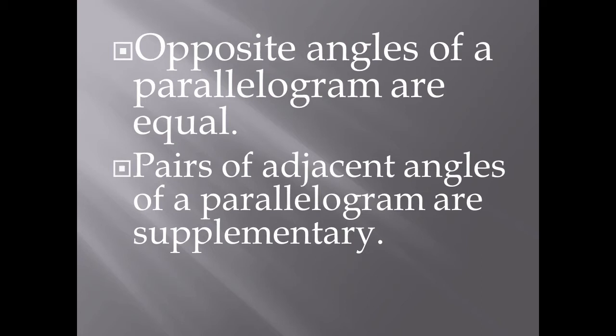Pairs of adjacent angles of a parallelogram are supplementary. What are adjacent angles? Angles at the same line in a parallelogram are the adjacent angles. If you have a parallelogram ABCD, angles at vertex A and B are adjacent. Angles at vertex B and C are adjacent.